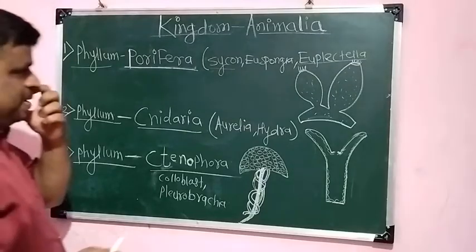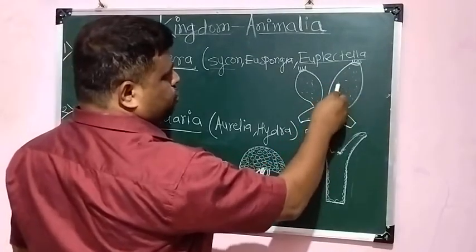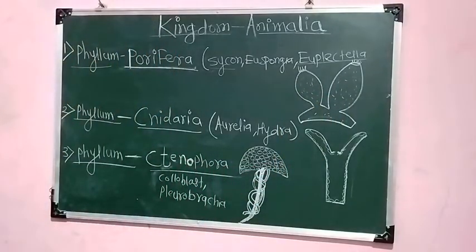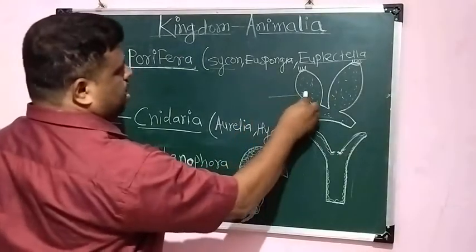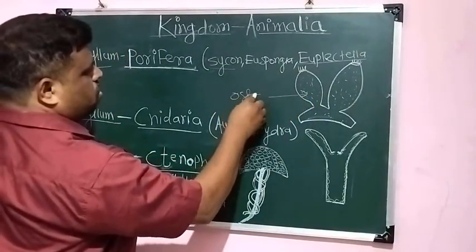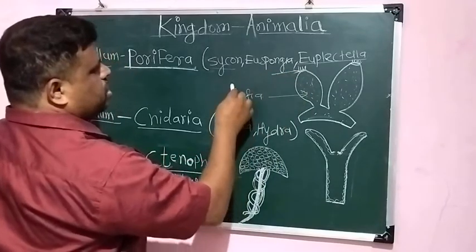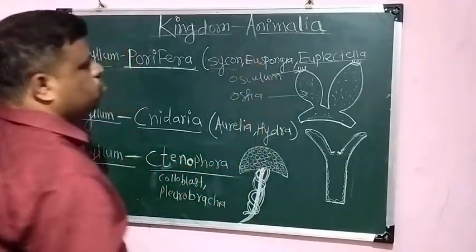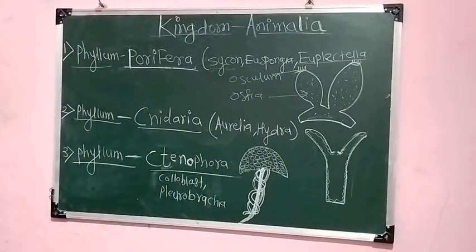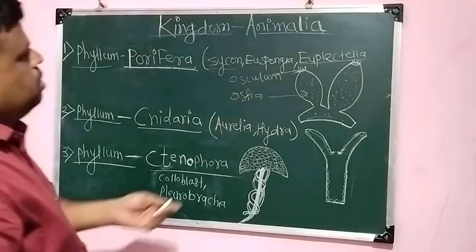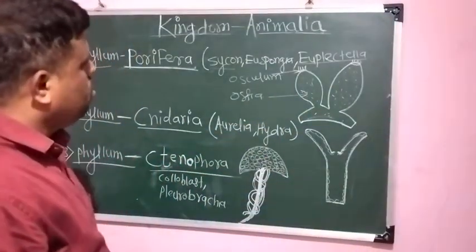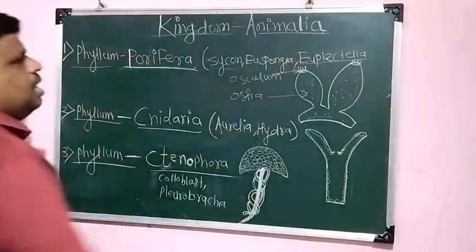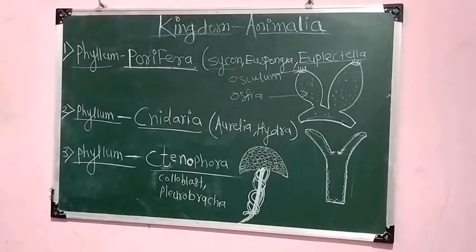Then their body is mainly perforated by minute apertures, and these apertures are called as ostia. And this big aperture is called as osculum. So their body is basically perforated by small openings or apertures which are called as ostia, and they have a big opening towards the anterior side, that is called as an osculum.